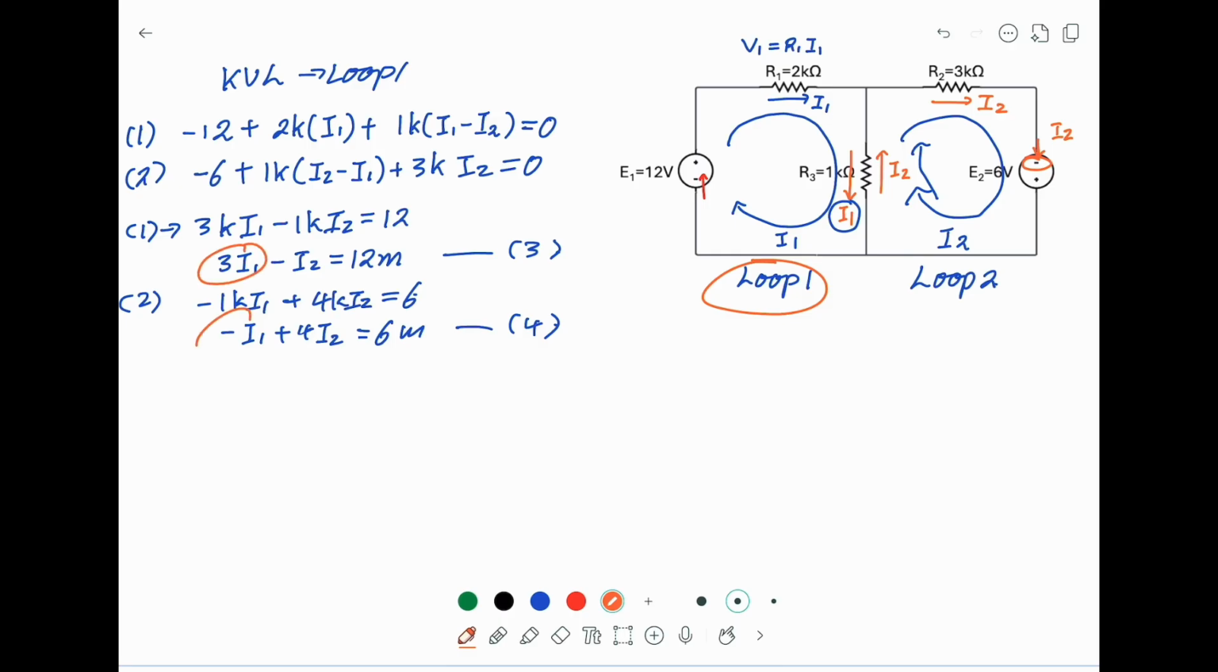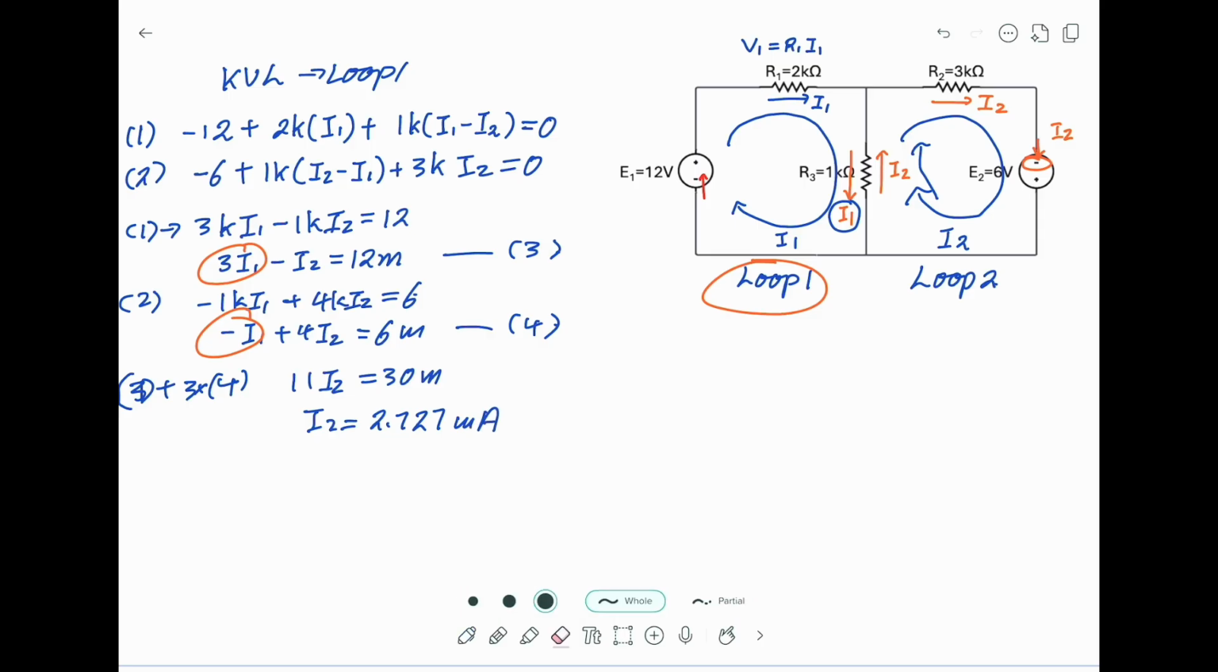I can use the elimination method. So I will say equation 3 plus 3 times equation 4, so I can eliminate I1. From here, you will get 11 I2 equal to 30m. From here, I2 is equal to 2.727 milliamp.